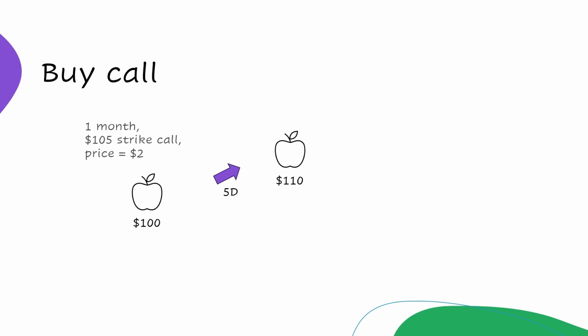For example, if a trader bought a 1 month 105 strike call on Apple with option premium of $2, Apple is at $100 now. 5 days later, Apple goes up to $110, and the call option goes up to $7. If the trader chooses to unwind the option, then the profit will be $7 current option price minus $2 premium paid at the beginning, which equals $5.